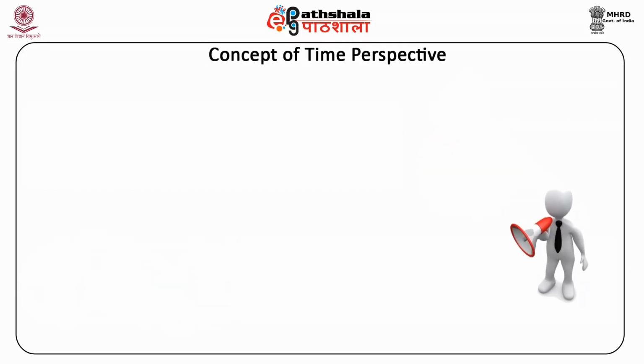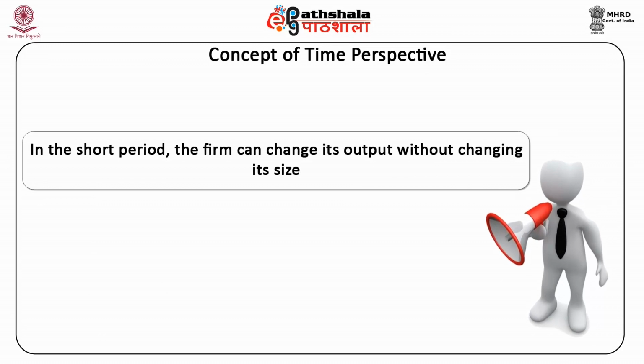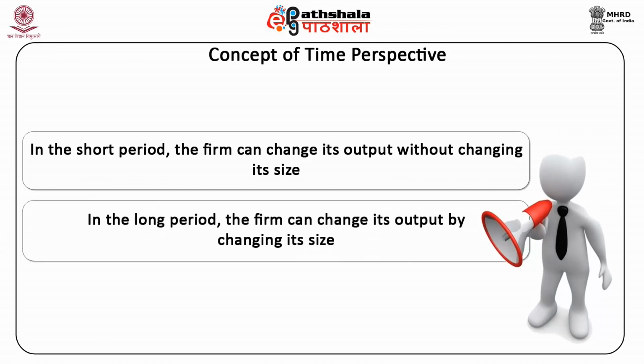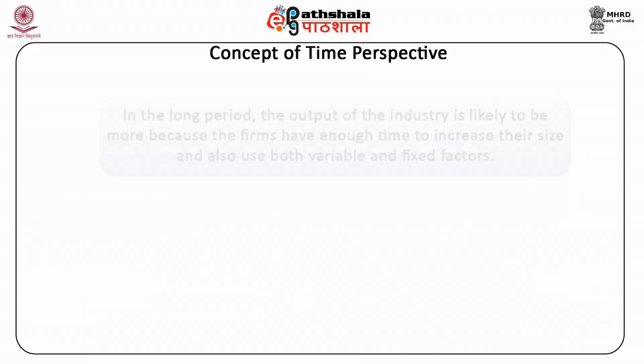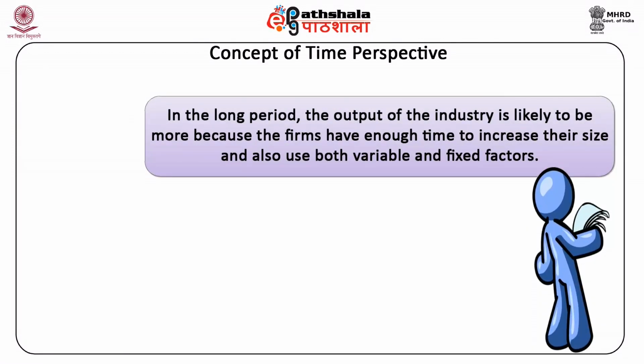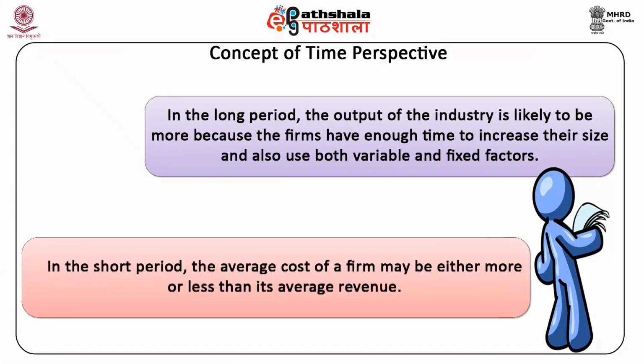In the short period, the firm can change its output without changing its size. In the long period, the firm can change its output by changing its size. In the short period, the output of the industry is fixed because firms cannot change their size of operation and they can only vary the variable factors. In the long period, the output of the industry is likely to be more because the firms have enough time to increase their size and also use both variable and fixed factors. In the short period, the average cost of a firm may be either more or less than its average revenue.